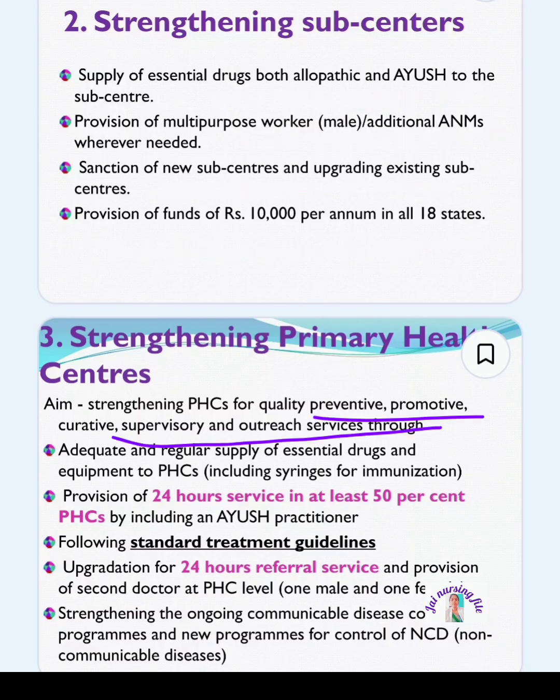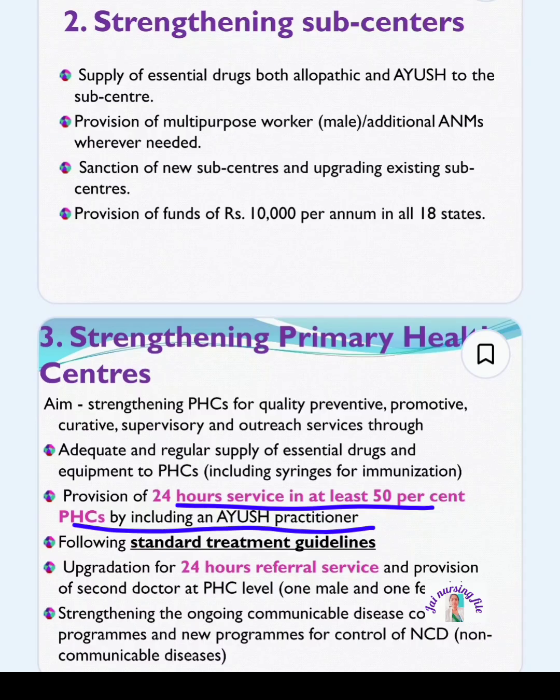And how will we strengthen the PHC? The main aim is quality, preventive, promotive, curative, supervisory, and outreach services, and then adequate and regular supply of essential drugs and equipment for PHC, such as syringes for immunization, and then provision of 24-hour services, at least 50% of PHCs, by including Ayush practitioners. So this is included in all the PHC centers, following standard treatment guidelines, and then upgradation of 24-hour referral services, strengthening the communicable disease program.